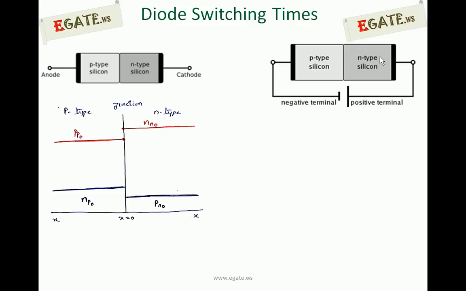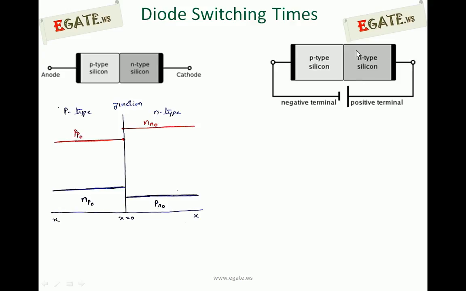Now what happens to minority carriers? Minority carriers in P type are electrons. Electrons will be repelled by this negative terminal, so that they will cross the junction. Later they will be attracted by this positive terminal. So the minority carrier electrons in P type are repelled by this negative terminal, they cross the junction, and they are attracted by this positive terminal. So they are forming a closed loop.